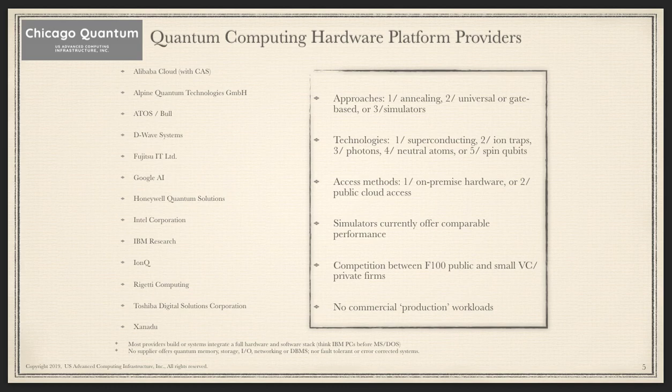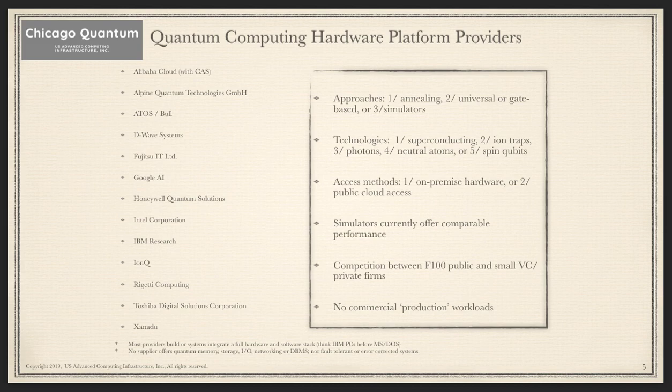So a couple key insights. One is there's different approaches. There's quantum annealers, which are really good at optimization. There's universal or gate-based computers, which in theory can do everything that a quantum computer can do. And then there's simulators, which run as if it was a quantum computer, but on classical hardware.